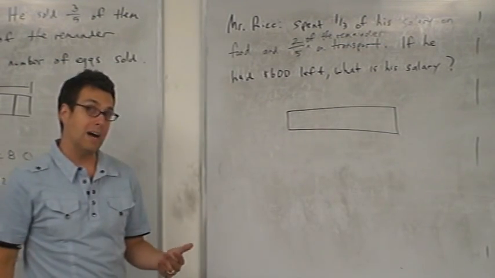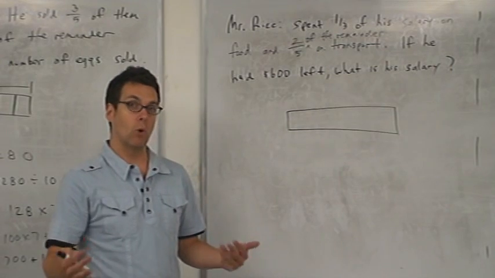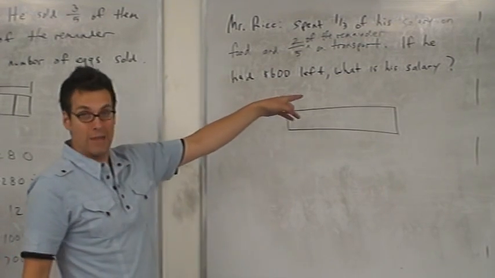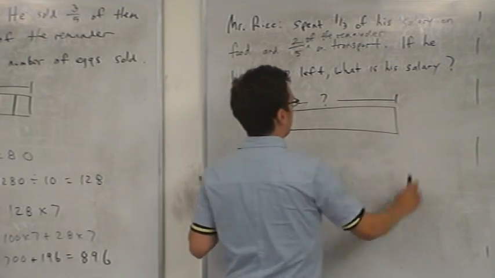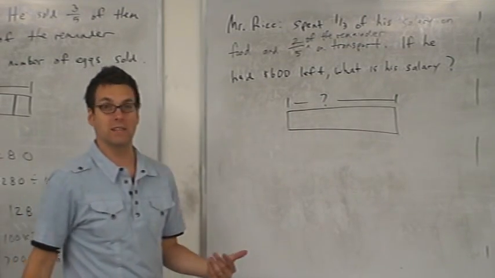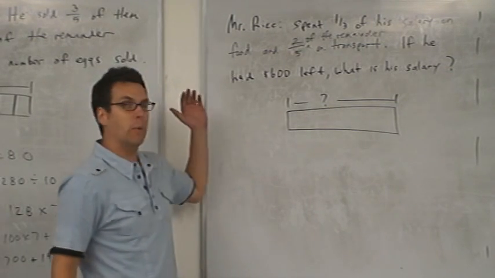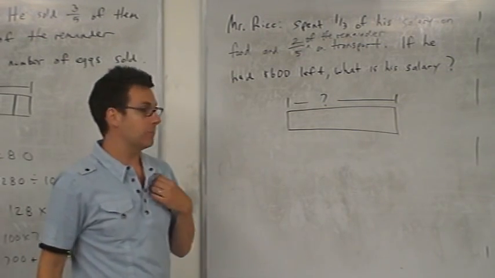The bar that we draw at the outset represents the whole. In this case, the whole is his salary. And actually, that's what the question is asking. So the question mark in this case is going to bracket the entire bar. And now we can just go step by step through the problem.